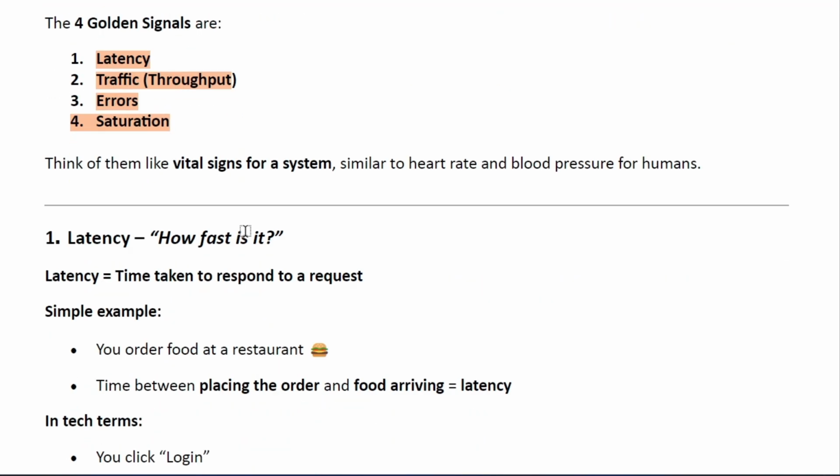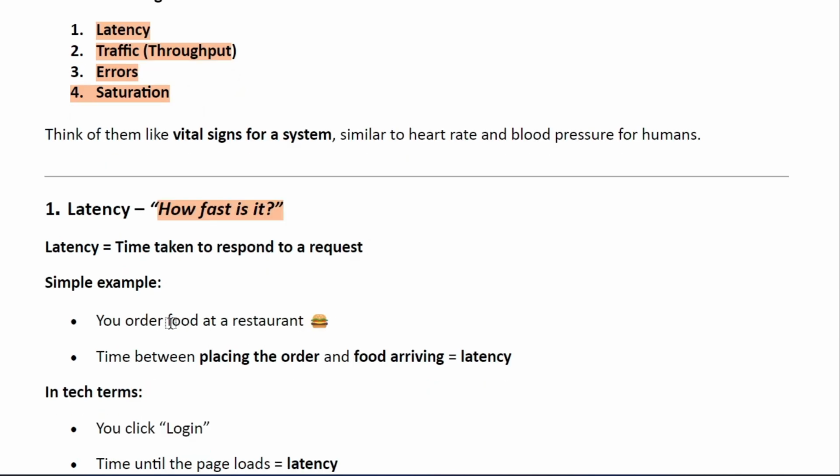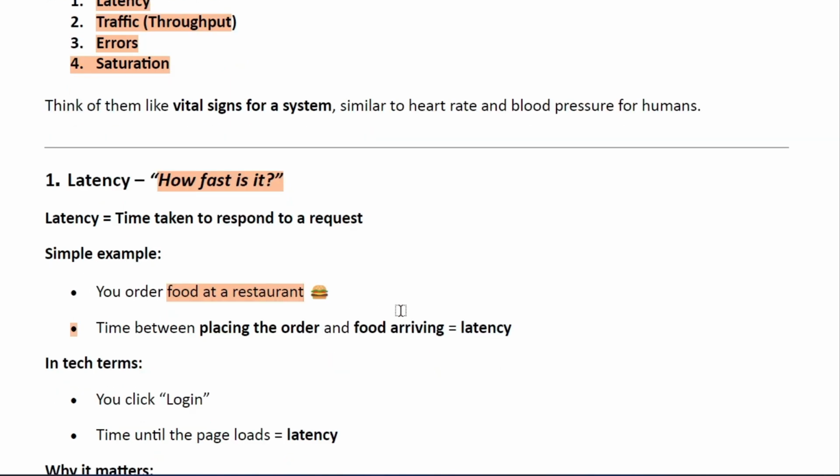Let's understand in very basic language what latency is. Latency means how fast it is. I'm just taking an example. Let's assume you went to a restaurant and you order one burger. Once you place the order and the food arrives, that is called latency. When you request something and the response comes back to you as a burger, that is latency. In layman's terms, it is the time taken to respond to a request. Whenever you click on the website, how much time does it take to respond with the home page or anything else you requested?